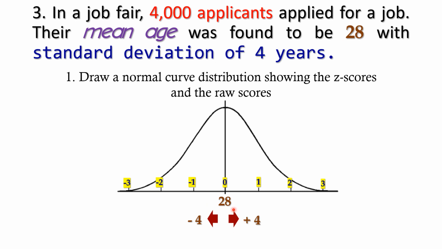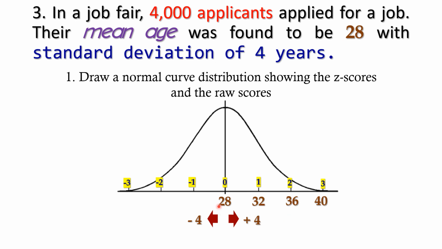Okay, so let's begin with the raw scores to the right of the mean. At z equals 1, or 1 standard deviation to the right of the mean, we add 4 to 28. So 28 plus 4, that is 32. Then, at z equals positive 2, we add 4 to 32. Then it is equal to 36. The raw score is 36. And for the raw score of z equals 3, we add 4 to 36. Then, the raw score is 40.